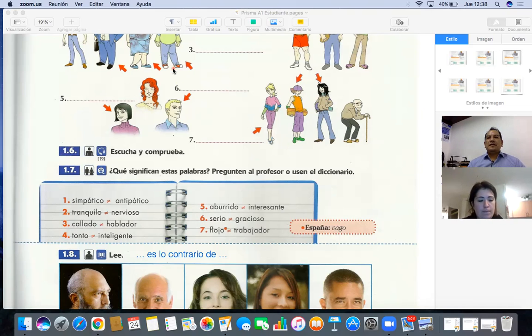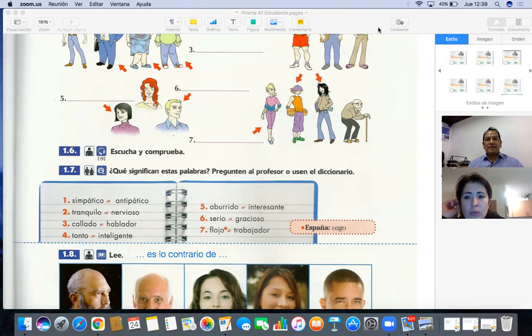So now let's play a little game. Vamos a jugar un poco. I'm going to think about a personality, someone who's famous that you should know, and then you can ask me questions like this. Is he or she sympathetic, es simpático or simpática, es aburrido, es hablador, etc. And then see if you discover who we're talking about. ¿Está bien?